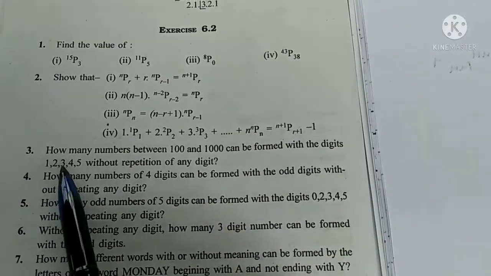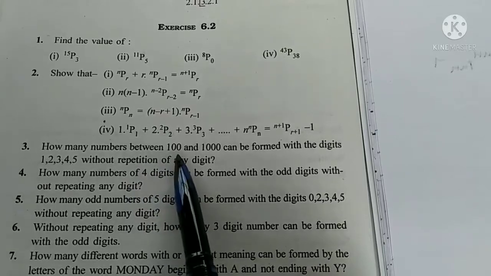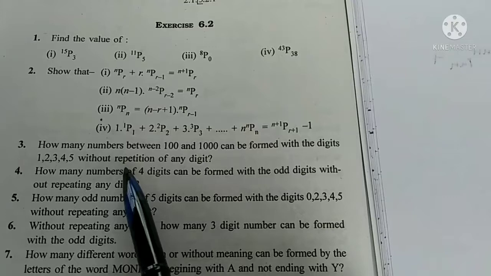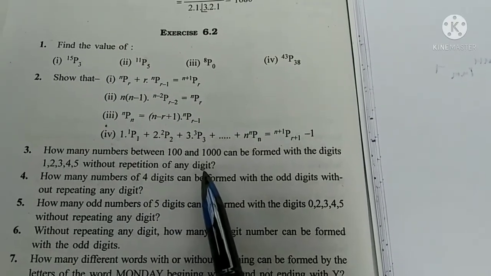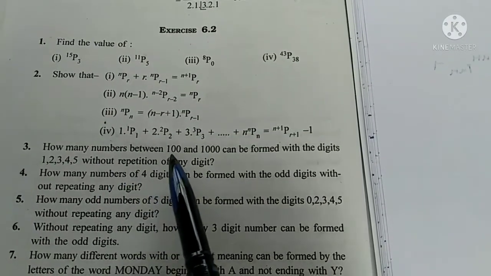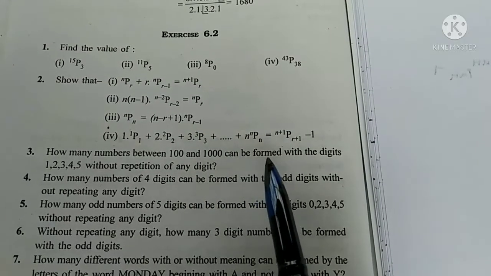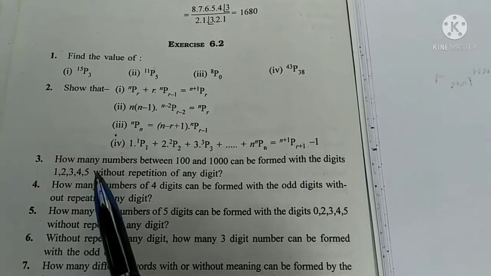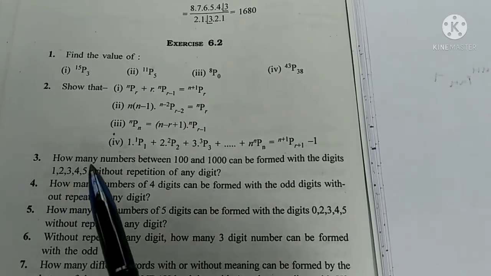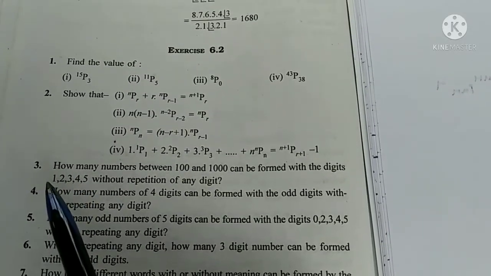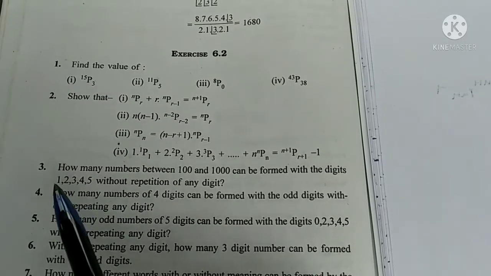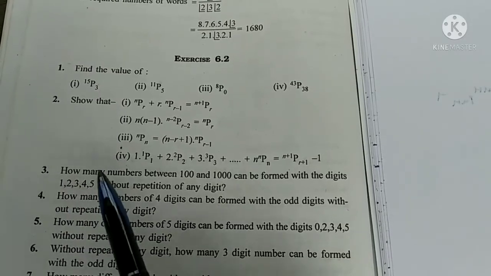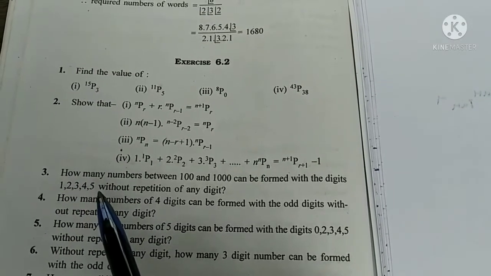So question number 3. How many numbers between 100 and 1000 can be formed with the digits 1, 2, 3, 4, 5 without repetition of any digits? So in here, the total number of digits, how many are there? 5 there, no? 1, 2, 3, 4, 5. Total number of digits 5 there. These are the available digits.